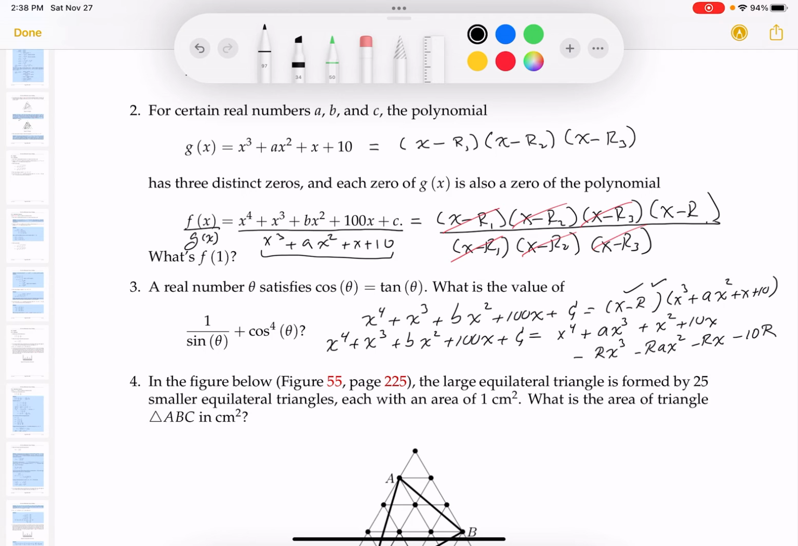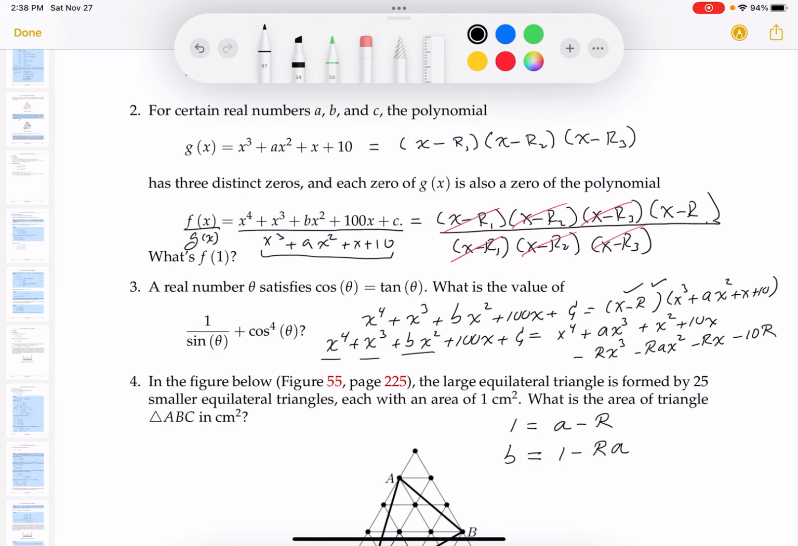I'm going to equate coefficients together. By the way, I hope you realize that x to the fourth does equal x to the fourth. This is not my issue over here. It's the x cubed. What's the coefficient of x cubed? It's 1. What are the coefficients on the right-hand side? It's A minus R. All right, so I'm just going one term at a time. Let's do the next one, which is B. What's B going to be equal to? Well, that's the square term, right? That's going to be 1 minus RA.